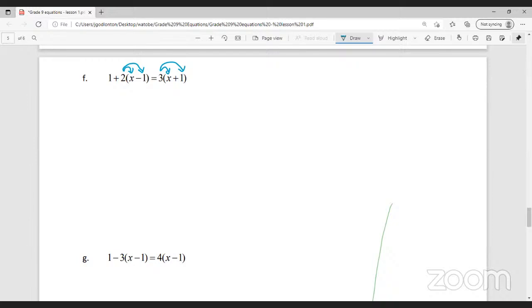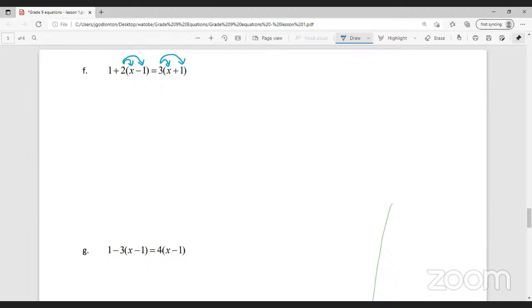All right, guys, I'm actually going to work through F with you, and I'm going to let a volunteer do G for us. So I'm just going to start talking through F. First thing I want to do is take this 2 into this bracket. So I'm going to have 1 plus 2 times x, which is 2x, and then 2 times -1, which is -2. And I'm going to now multiply my 3 into the bracket. So I'm going to have 3x plus 3.